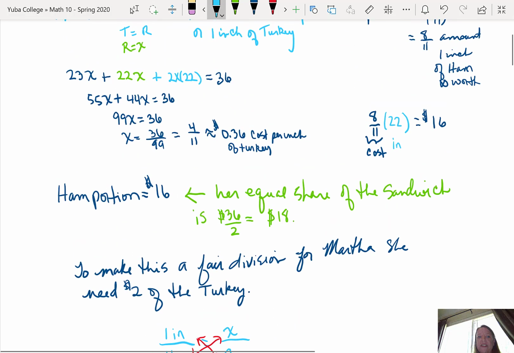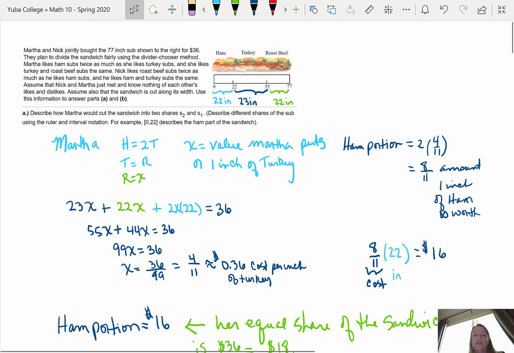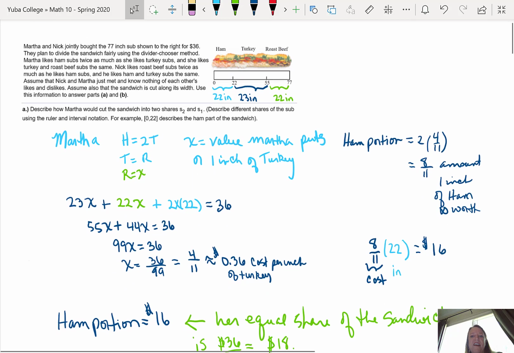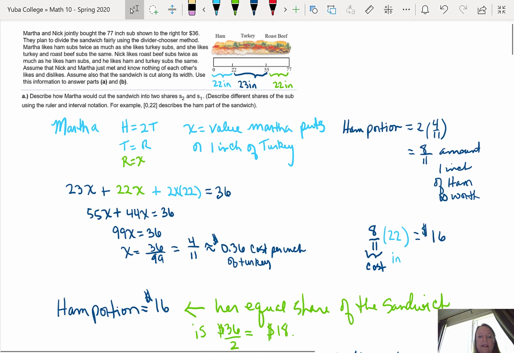So there's 22 inches of ham, and there's 23 inches of turkey. Let me grab that picture. Okay. So the 22 inches of the ham plus we're going to do 5.5 inches. So that's 27.5 inches. That's where she's going to cut it.